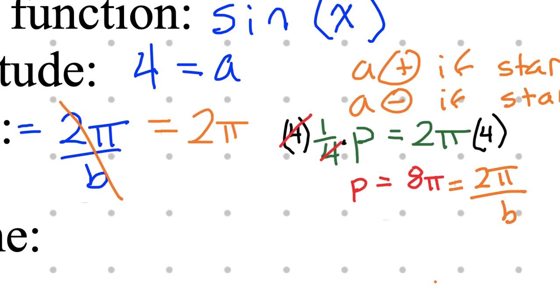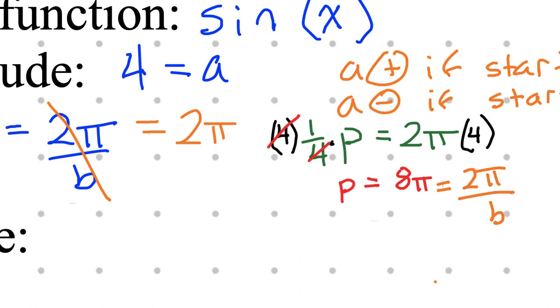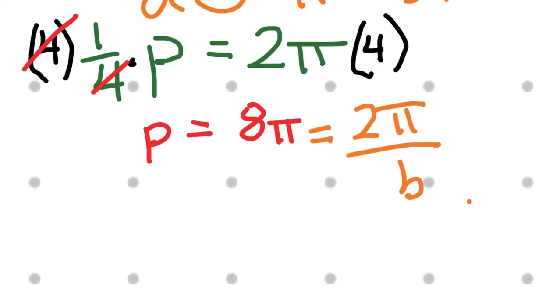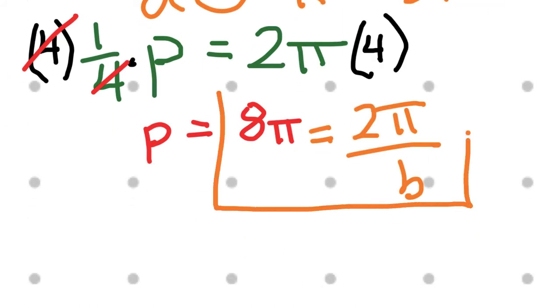So now we have another equation to solve. We're trying to solve for this b. Who can help us? I have 8 pi is equal to 2 pi over b. Our equation right here. Someone help us solve.